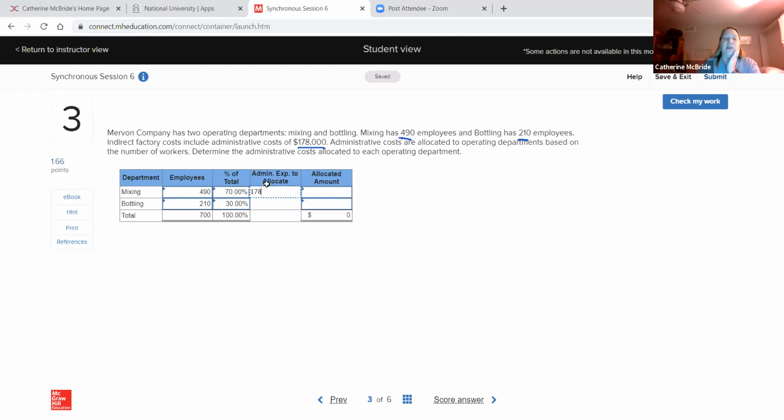So if we have $178,000 to allocate, for the mixing department we're just going to take 178,000 times 70%. So we're going to give 124,600 of that cost to the mixing department. And we'll give the rest, which is 30%. So 178,000 times 30% is 53,400. We'll give to the bottling department. And that's just allocating the cost. That's not new.